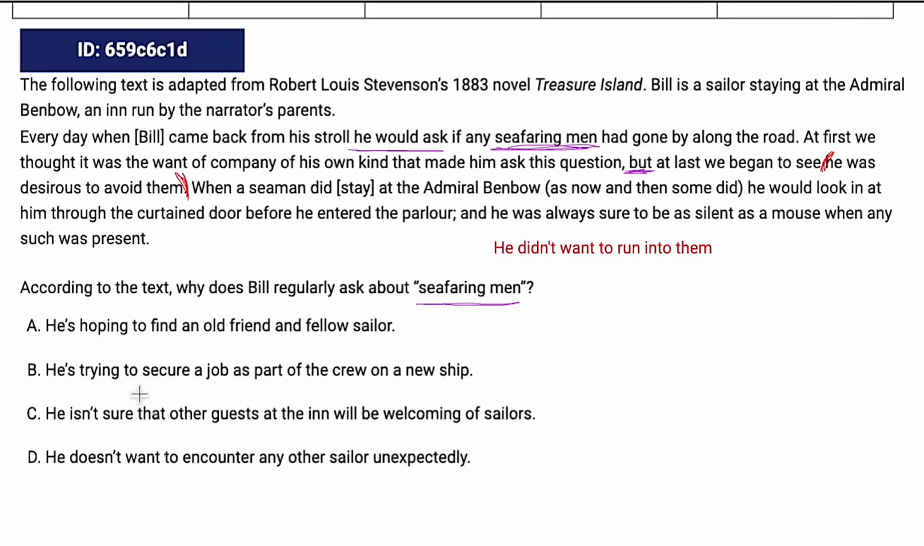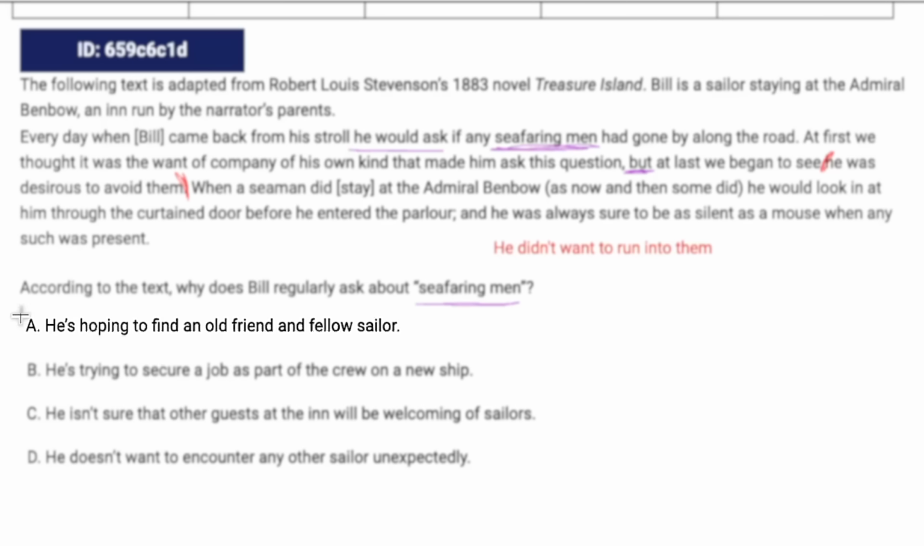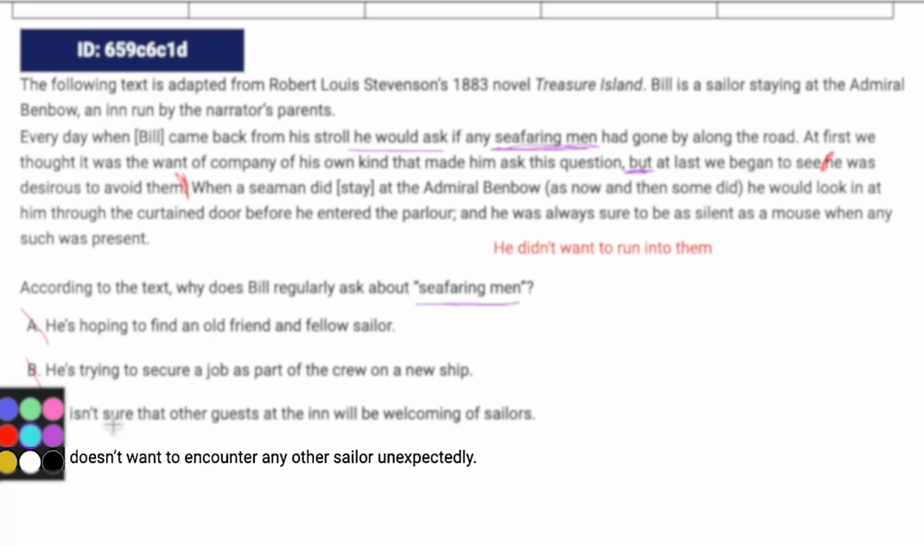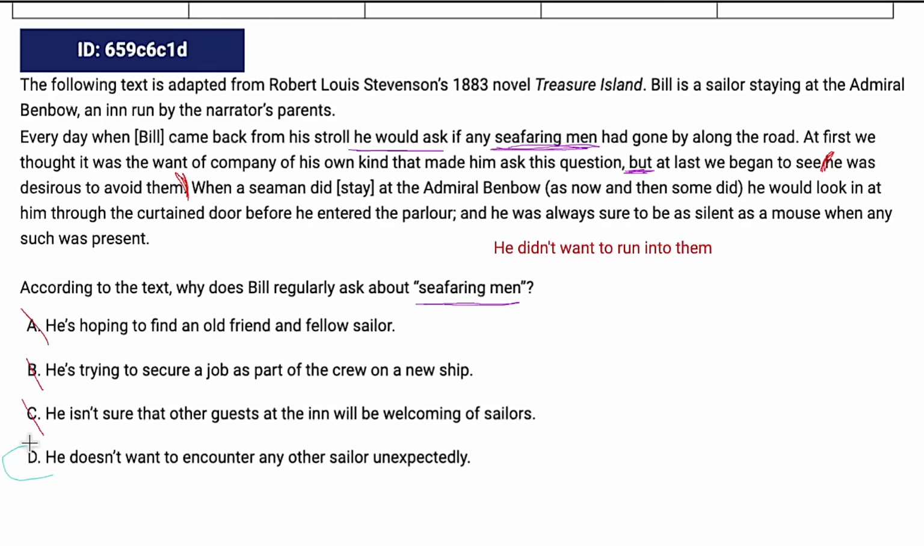So going through the answers, choice A, he's hoping to find a friend. No. He's trying to secure a job. No. He isn't as sure. No. He doesn't want to encounter any other sailor unexpectedly. Yes, he does not want to encounter them. He does not want to run into them. Our answer is choice D.